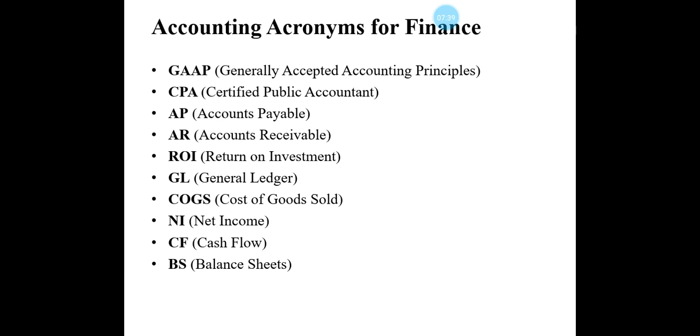To end this lecture, here are some accounting acronyms about finance. The first one is GAAP, which means Generally Accepted Accounting Principles. We have CPA, which means Certified Public Accountant. We have AP, which means Accounts Payable. AR, which means Accounts Receivable, and so on. You are going to read them and take note, and be sure to repeat the video again in order to understand well.